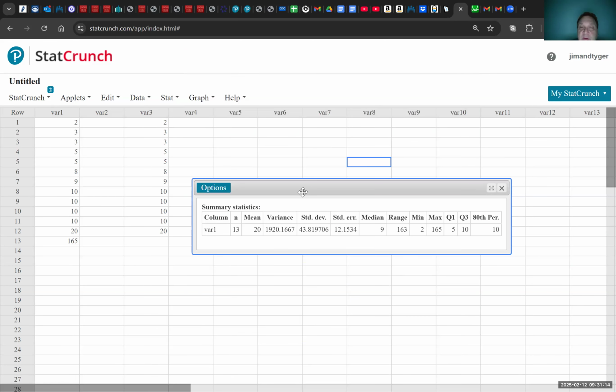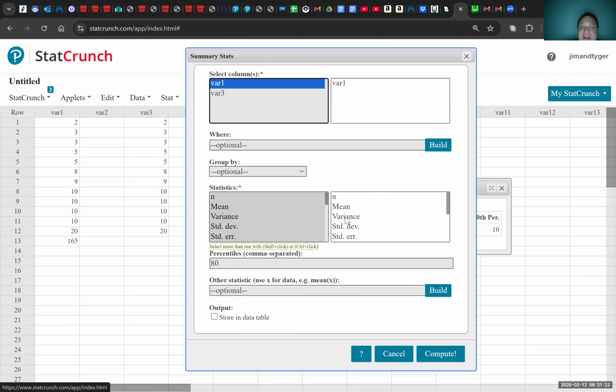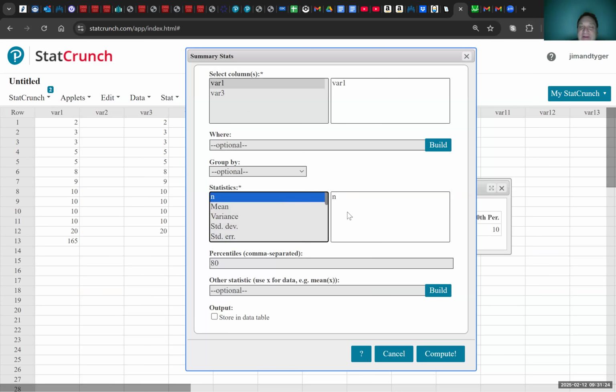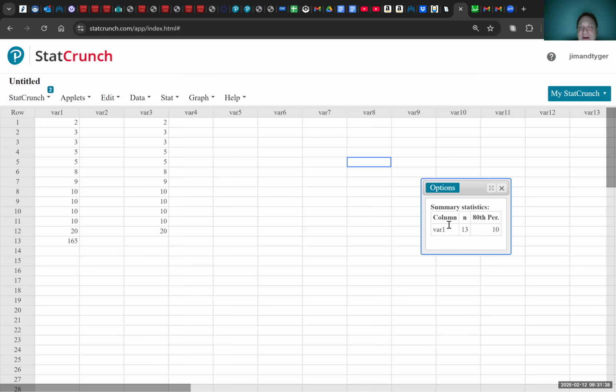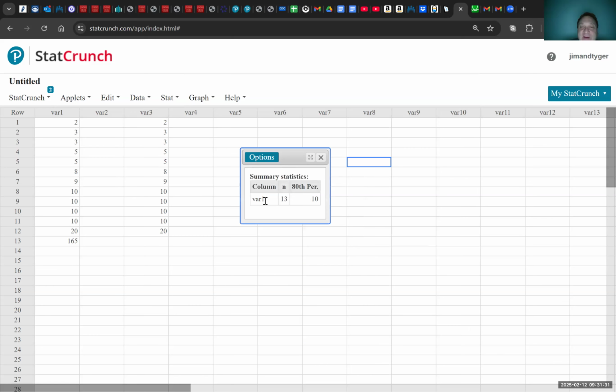And a little pop-up menu will come. Oh, I guess it gave me all the other stuff too because I forgot to erase it. So I'm going to go here to edit. It gave me all these things here, right? So let me just do n, for example. That'll get rid of all that mess. All right, so here's my much smaller thing. So for var1, there's 13 data items, and the 80th percentile has the number 10. So the 80th percentile, this is an x value of 10. 80% of the data is supposedly smaller than 10.